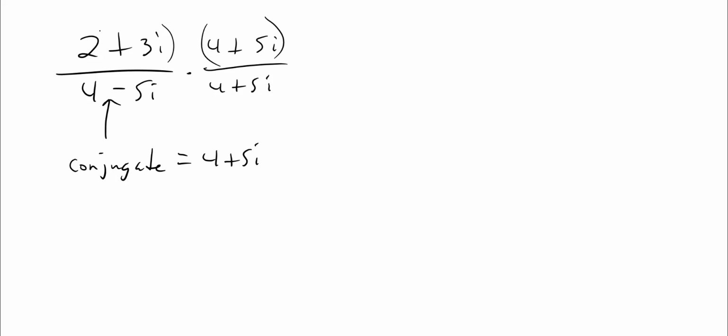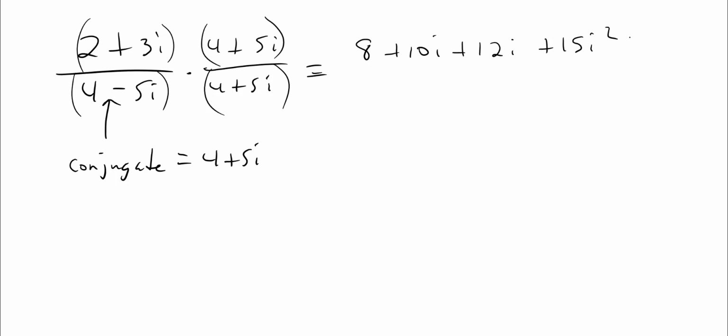Okay, and of course there's lots of FOIL. Remember the bottom, all you have to do is Florida and ignore the OI. Okay, so if I do the top, I get 2 times 4 is 8. That's first. Outer is 2 times 5i, so plus 10i. Inner is plus 12i. And last is plus 15i squared. Okay, not bad. And the bottom is, remember, it's going to just use Florida.